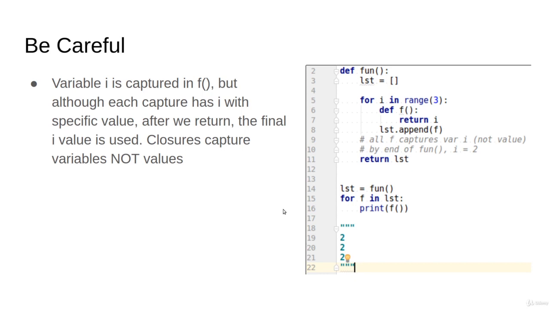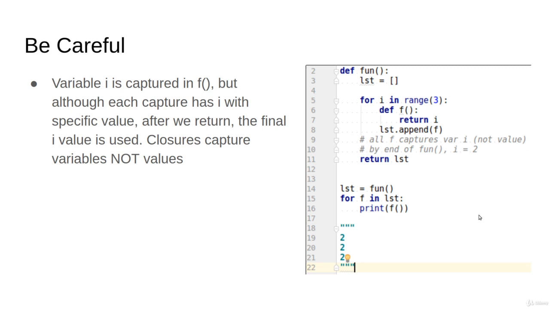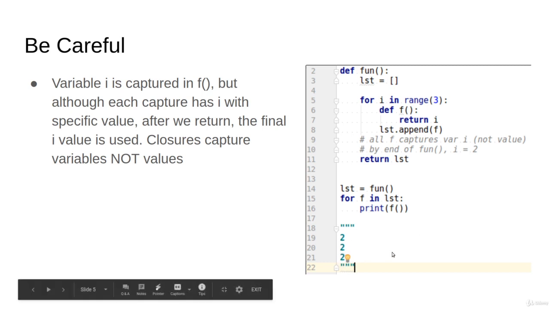I would like to show you a case where things might be a bit counterintuitive for you. Let's trace this code. Maybe take a minute to read this code and try to guess why the output is 222 instead of 012. Take a minute to do that.